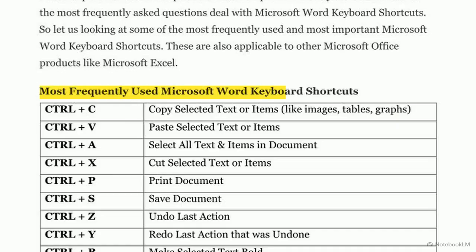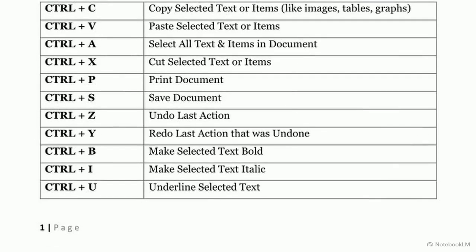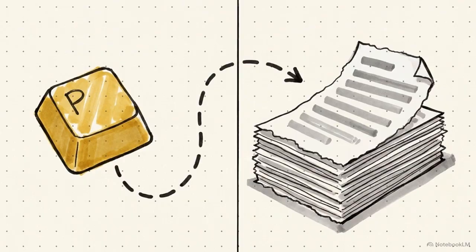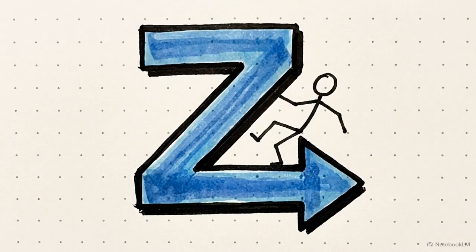This table lists some of the most common Microsoft Word shortcuts. Memorizing a list like this is inefficient. Instead, we use action mapping to change how you view the raw data. For Ctrl+P, associate the letter P with paper. You are physically putting the document on a sheet of paper. For Ctrl+Z, visualize the letter Z as a zigzag back, a sharp step in reverse to undo your last move.